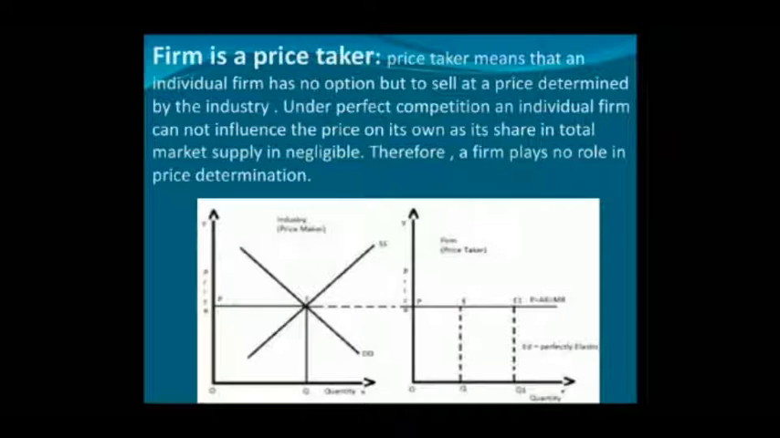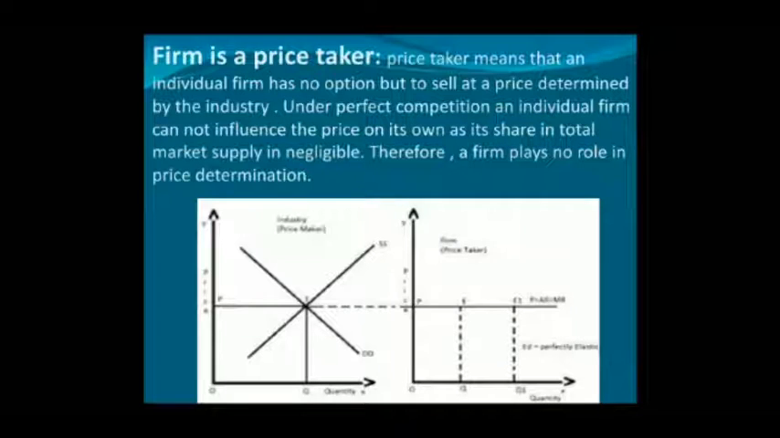In this competition, firm is price taker and industry is price maker. Let us discuss here. Firm is price taker. Price taker means that an individual firm has no option but to sell at a price determined by the industry. Under perfect competition, an individual firm cannot influence the price on its own as its share in total market supply is negligible. Therefore, a firm plays no role in price determination. It can affect neither the supply nor the demand in the market. So, firm is price taker and industry is the price maker.